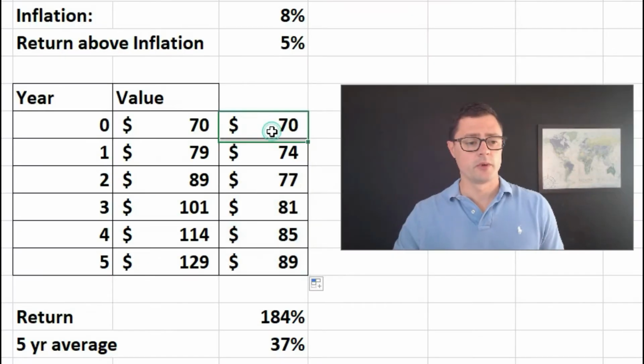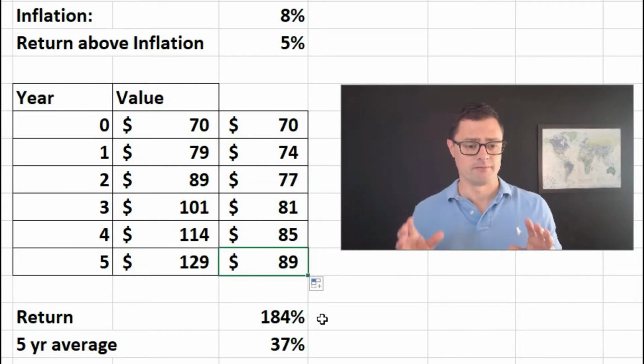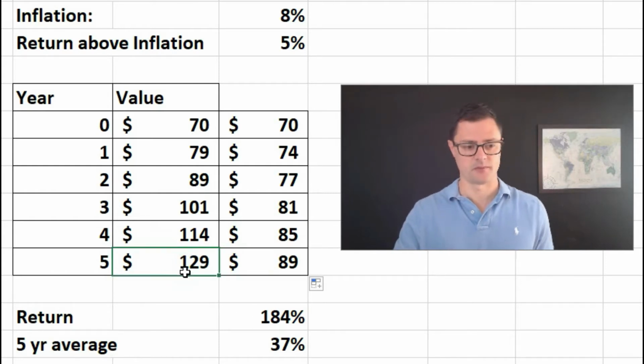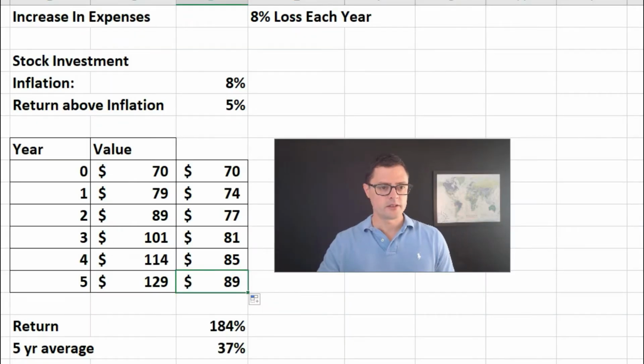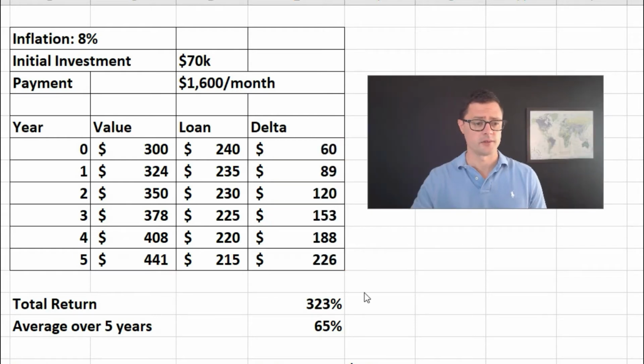So if we look at that in real dollars, you're going from 71 to $89,000 in today's dollars. It looks like 129 because of inflation. So your returns are 5% a year. Not bad. All right, so let's go to our example, buying a $300,000 house.